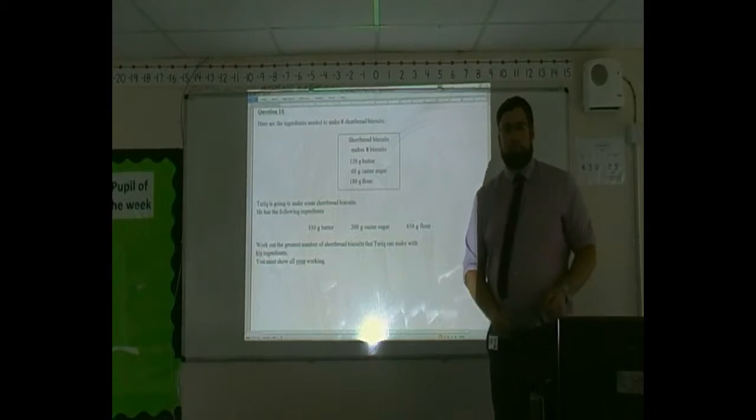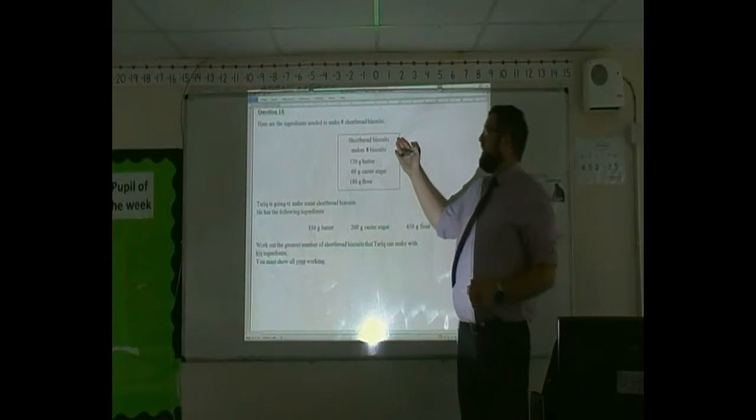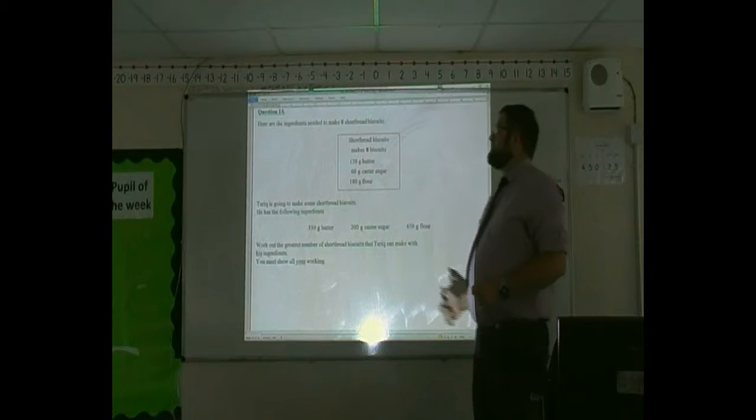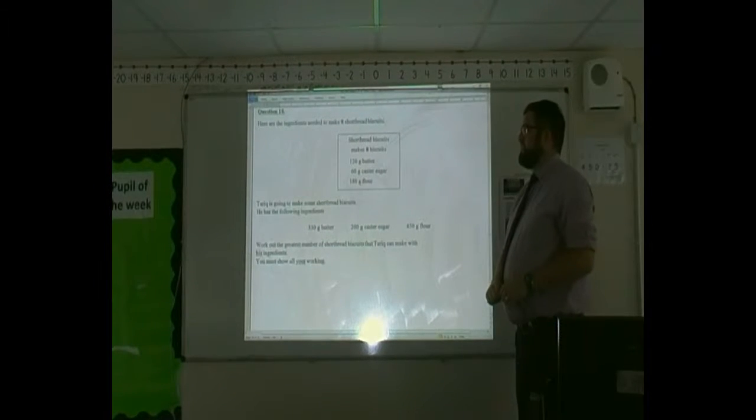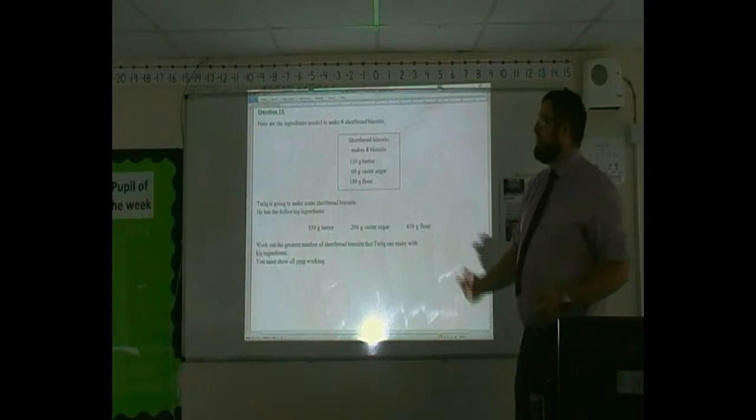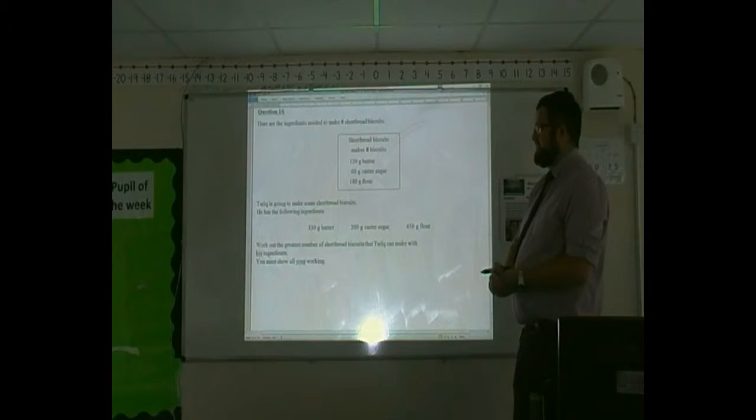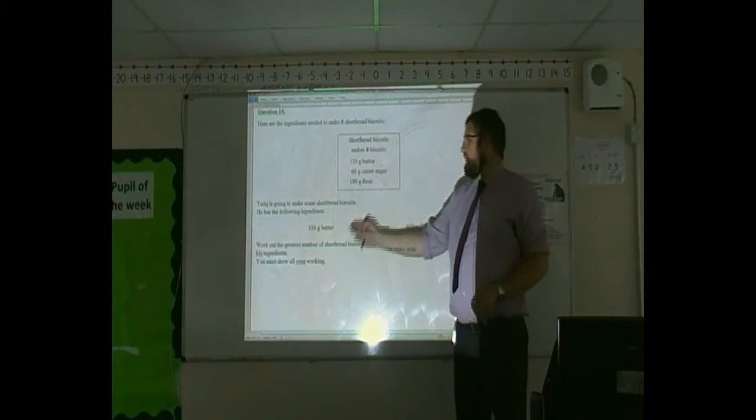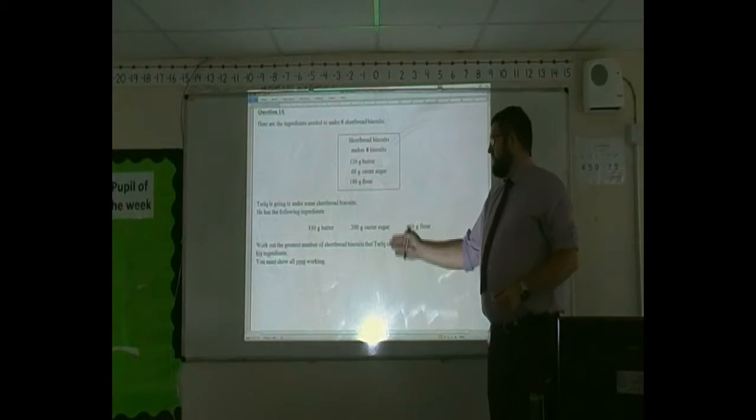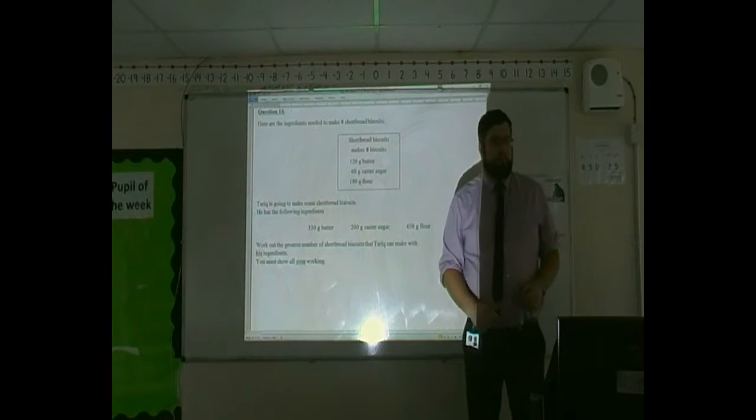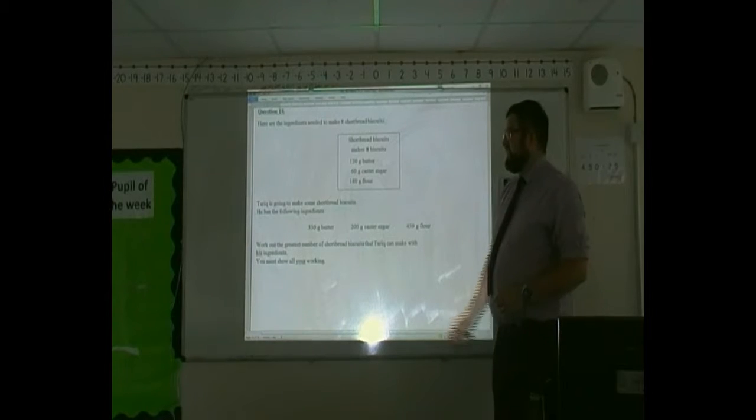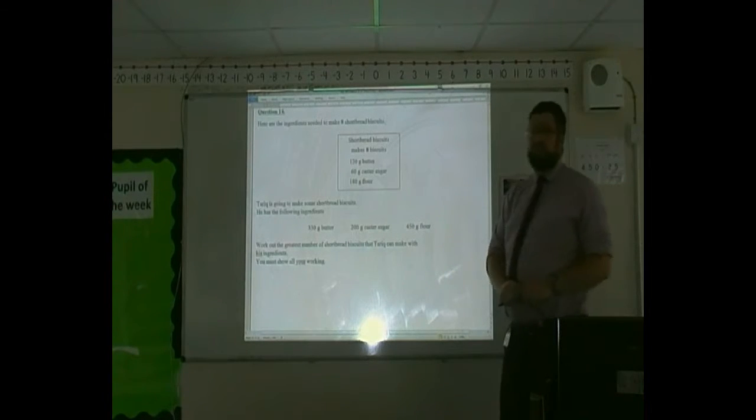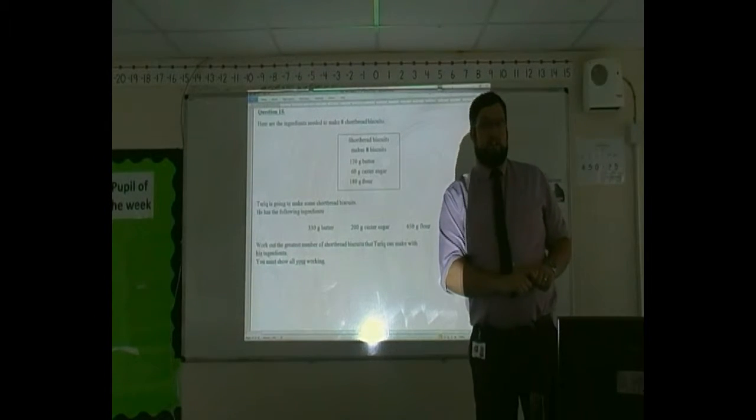Question 18. We're given an ingredients list or a recipe to make 8 shortbread biscuits. We're told that Tariq wants to make some of these shortbread biscuits and has the following ingredients: 330 grams of butter, 200 grams of caster sugar, and 450 grams of flour. We're asked the greatest number of shortbread biscuits that Tariq can make with those ingredients.